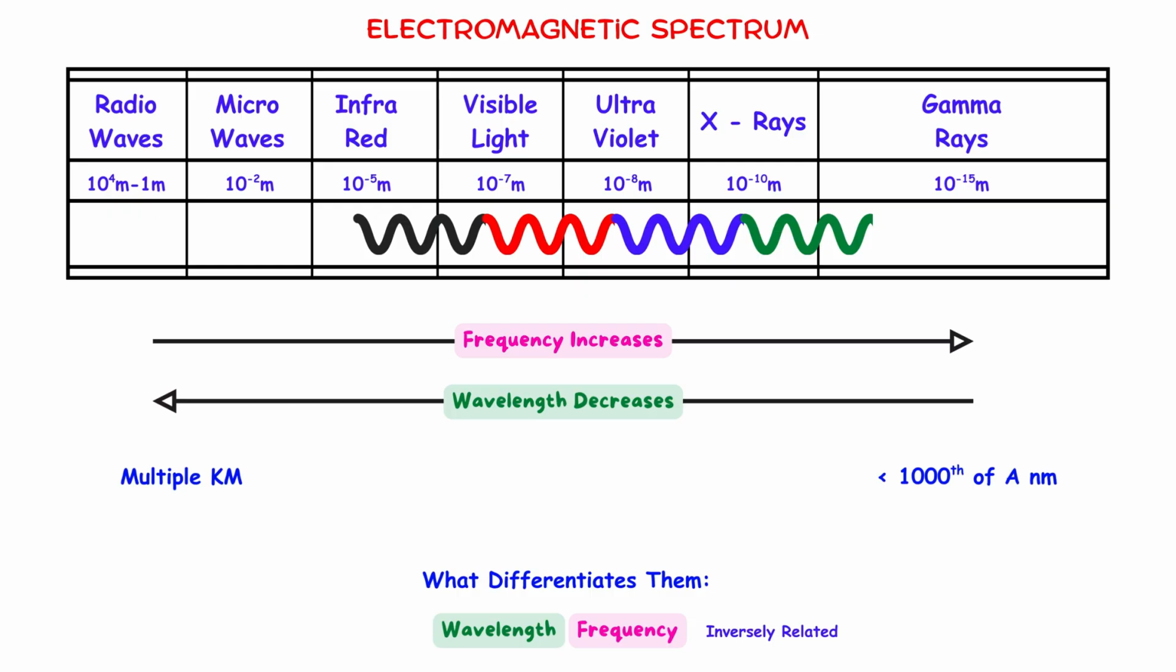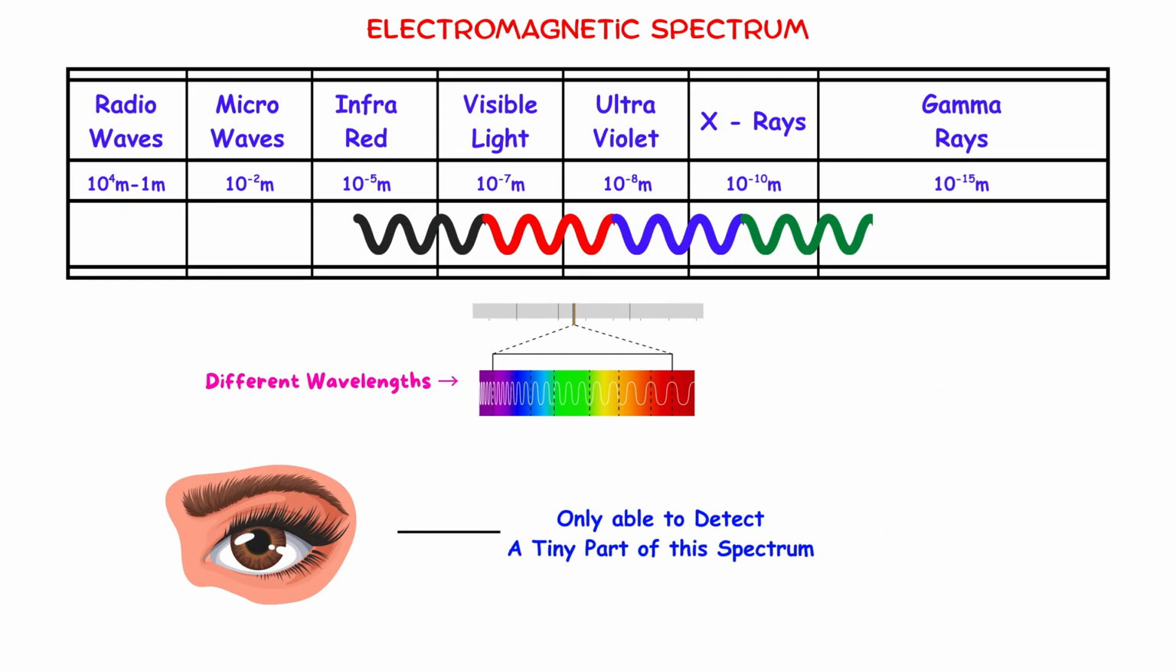As you read the spectrum from left to right, starting with radio waves, the frequency of the waves increases gradually while their wavelengths decrease, so we go from radio waves, which have extremely long wavelengths, sometimes measuring multiple kilometers, all the way to gamma rays, which have extremely short wavelengths of less than 1,000th of a nanometer. Human eyes are only capable of detecting a very small part of this vast spectrum, which is called visible light, and this tiny range of wavelengths gives us all the colors that we can perceive with our eyes.